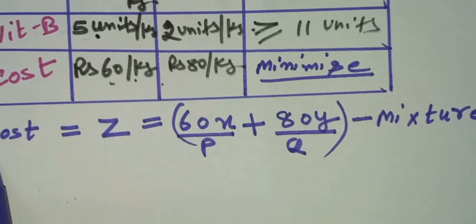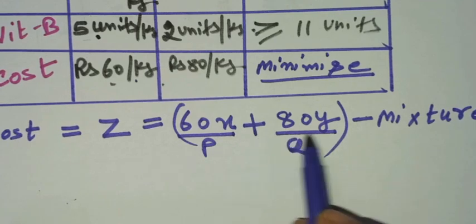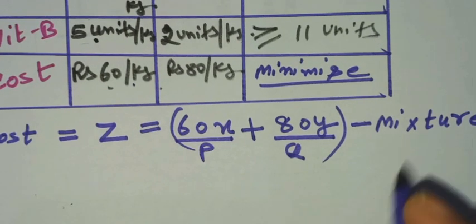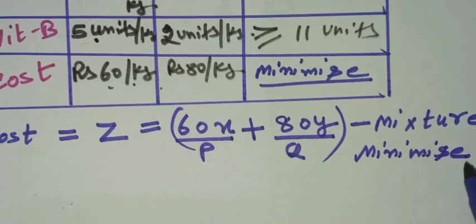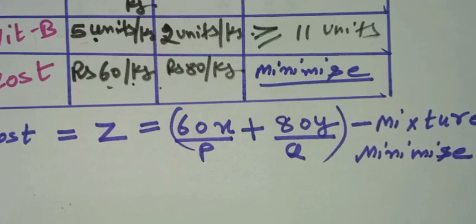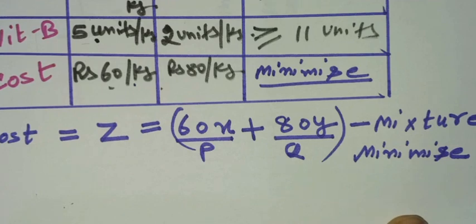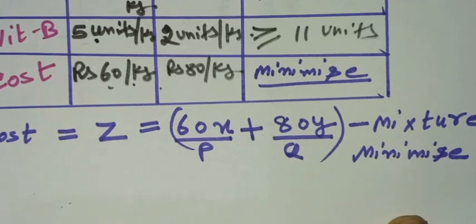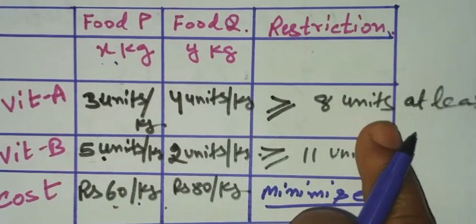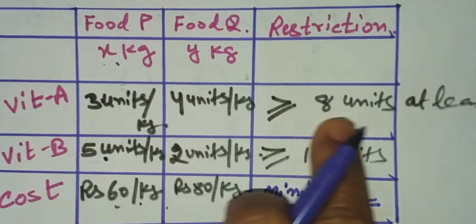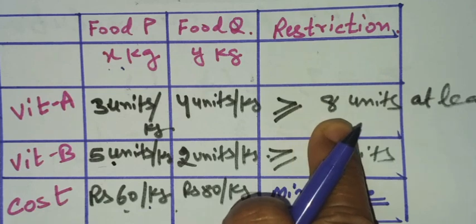So we have formed the cost function or the objective function. So what is the objective function? 60x plus 80y. And what is our aim? Our aim is to minimize this objective function. Now every objective function is to be minimized or maximized with respect to certain constraints. So constraints means what all restrictions we had. We had two restrictions over here, that total vitamin content in the mixture should be minimum 8 or should be greater than or equal to 8 units.